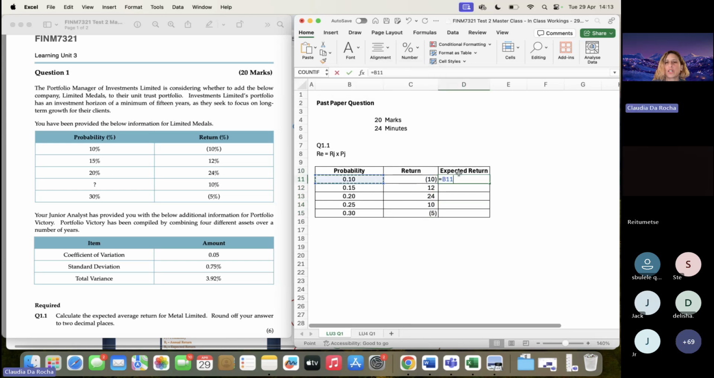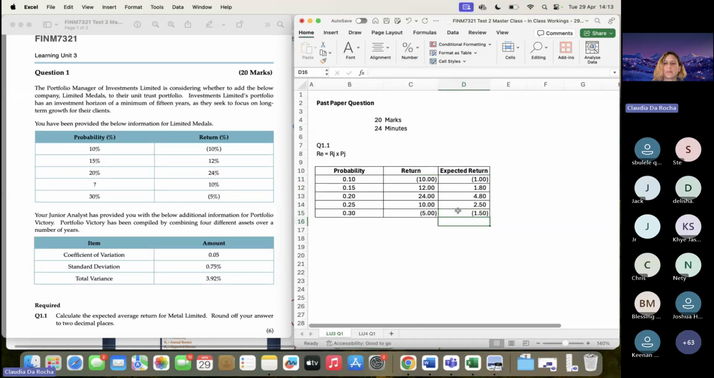Then the expected return, I literally just say the probability times the return, like we have in this formula, just the other way around. I also want to make sure this is at 2 decimal places, as the question requested. And then you literally sum up your answer. Obviously it's much quicker on Excel, but you would write this out and create your own table. So part one is solved. My expected return is 6.60, and that is percent.